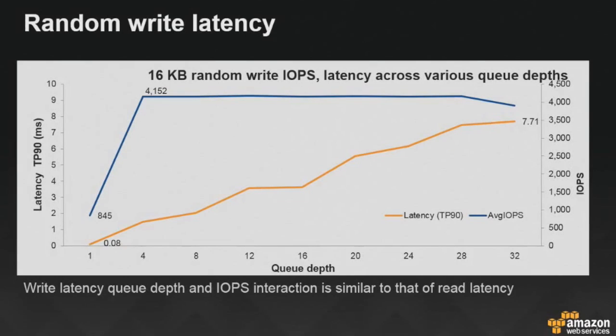And just to show you that write latency has the same graph and the same curve, read and write is the same on EBS. And so again, with write, at 1 queue depth, it's substantially lower, but if we move the queue depth closer towards 4, you see that we're able to achieve 4,152 IOPS on the volume.